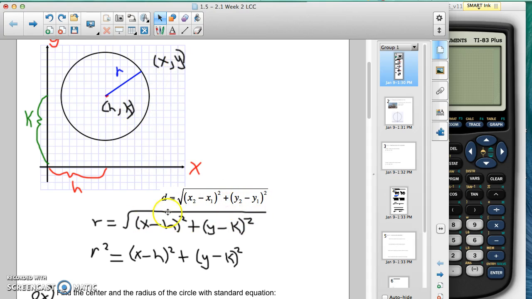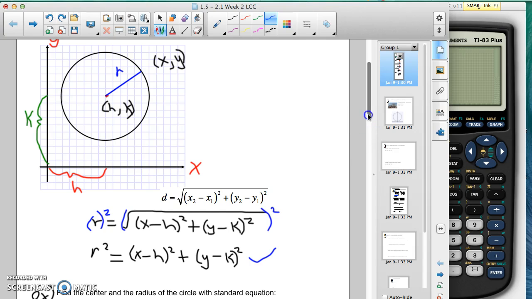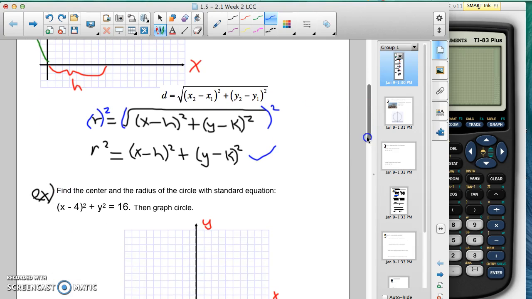And all we do is square both sides. We just square this equation on both sides to get the equation of a circle. We square both sides, we get this equation, which is the equation of the circle. That's the one we had up above. Now we're going to use that in a couple of examples.